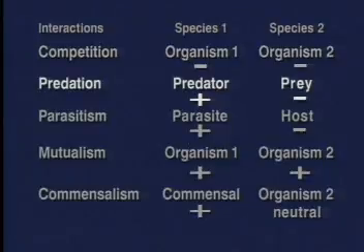Predation is positive for the predator and negative for the prey. Parasitism is similar to predation. The parasite benefits while the host is harmed. But in predation, the predator kills the prey, while in parasitism, the parasite usually does not kill off the host. And in mutualism, both species are positively affected. Also, as you can see on the chart, commensalism positively affects the commensal, while the other organism is not affected.